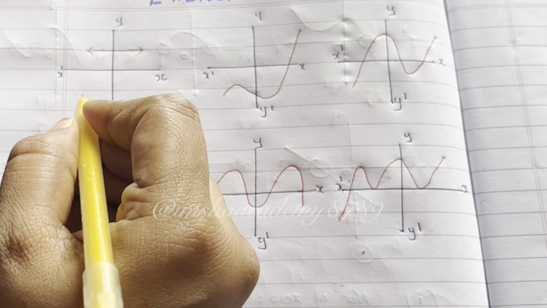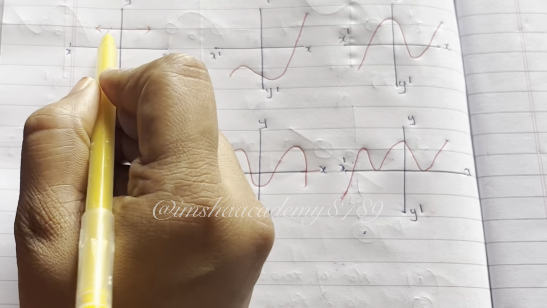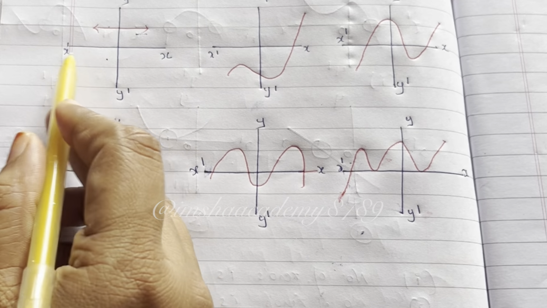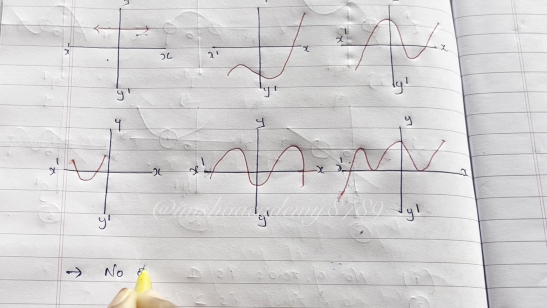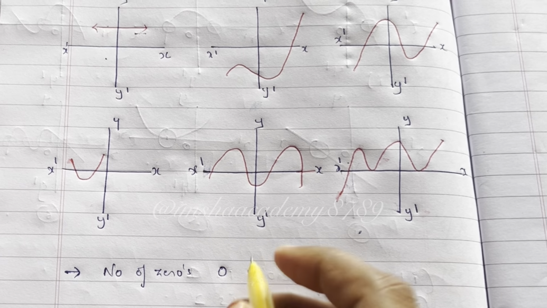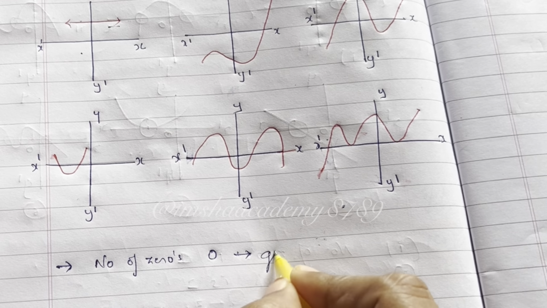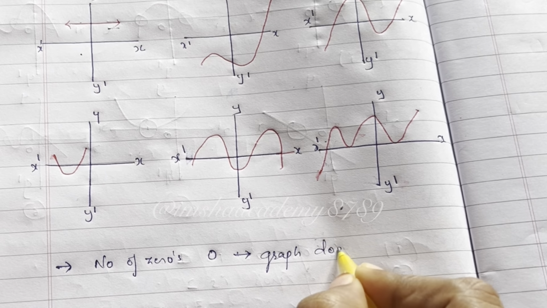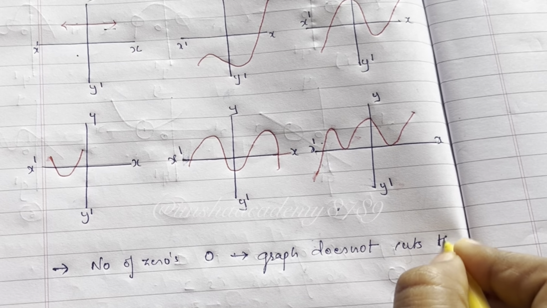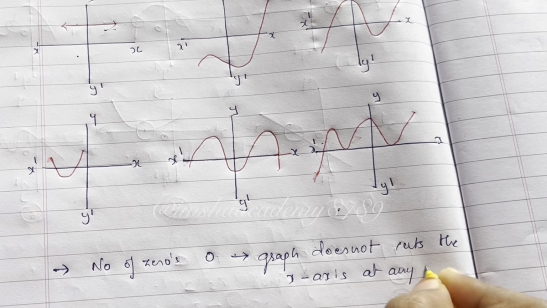In the first example, the number of zeros is 0 because the line is not touching the x-axis. As the line is not touching the x-axis, the number of zeros is 0. So you have to give the comment, an explanation, that the graph does not cut the x-axis at any point.